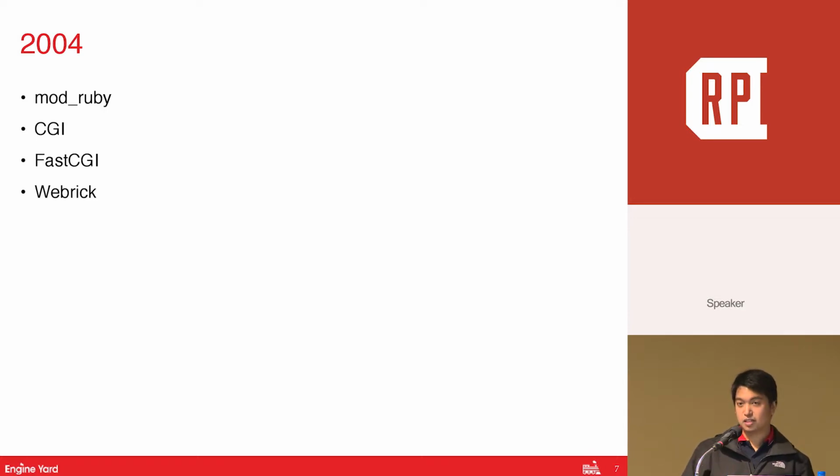So Rails was extracted from a real, live application. It was extracted from Basecamp, and FastCGI was what they were using for a long time.